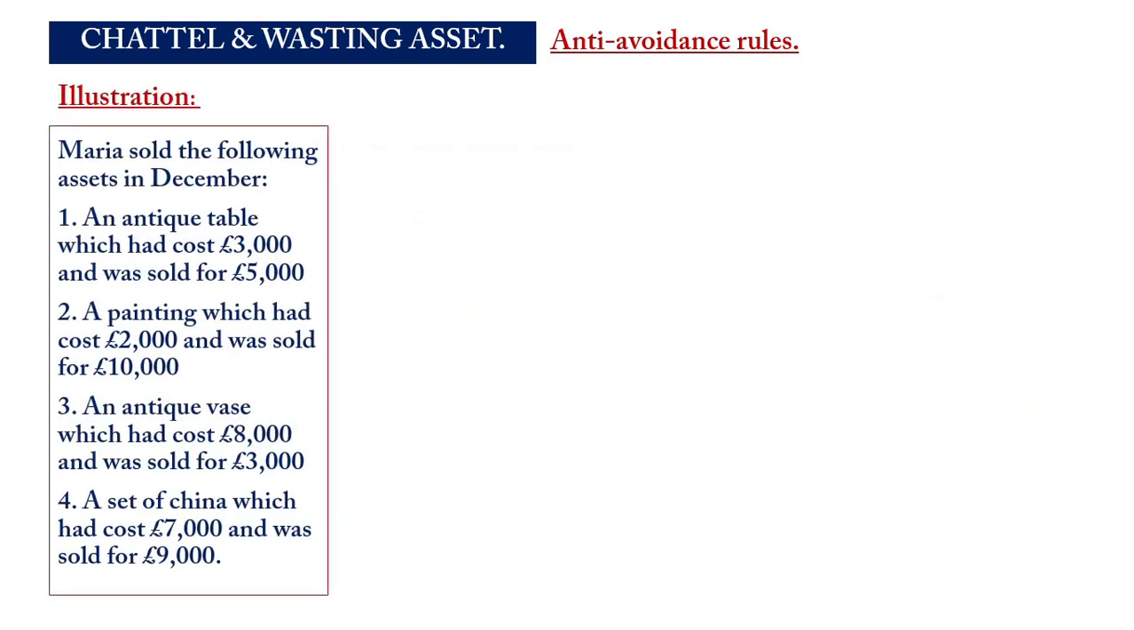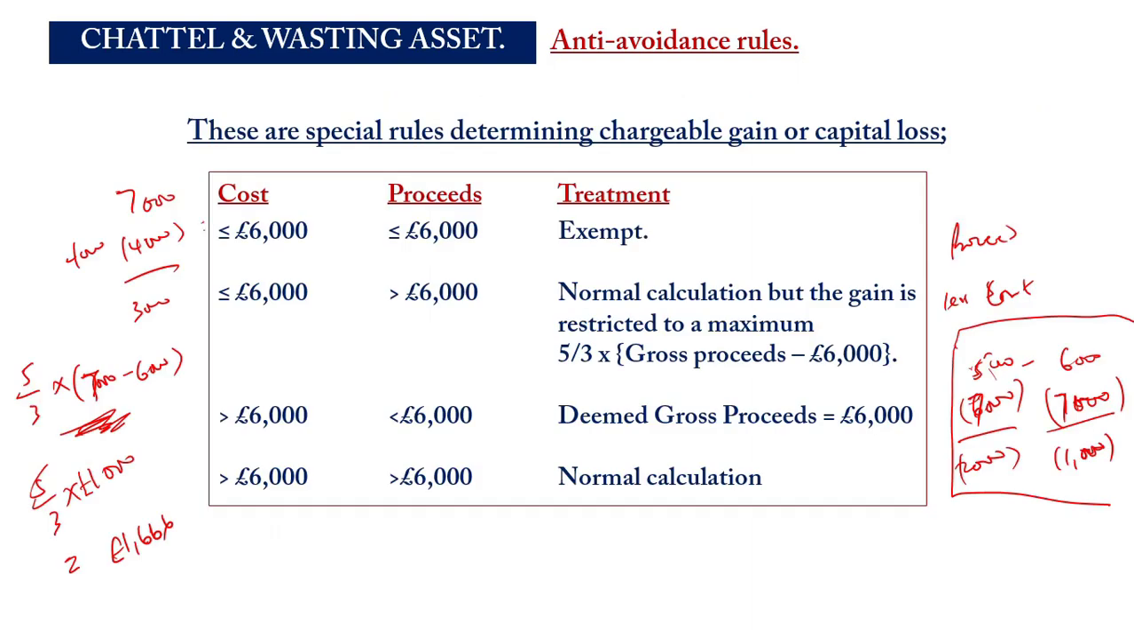Let's look at this example. Maria sold the following assets in December: an antique table which had a cost of 3,000 pounds and was sold for 5,000 pounds. So in this situation, the cost is less than 6,000 pounds, and the proceeds is also less than 6,000 pounds. So what does it become? Exempt. When both are less than or equal to 6,000, it is exempt.